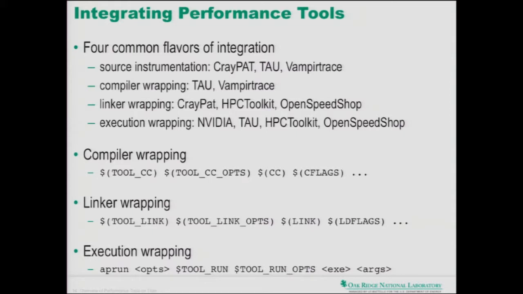For the GPU codes on Titan, you can often use the execution wrapping. You don't actually have to go to the link. So for the ones that offer multiple methods, for GPU code, execution wrapping is typically what you'll use. But to help support this in makefiles, most of these tools are doing very similar things. If you're doing compiler wrapping, you stick the tool compiler script in front of your regular compiler. If you're doing linker wrapping, you put the tool linker in front of the normal linker.